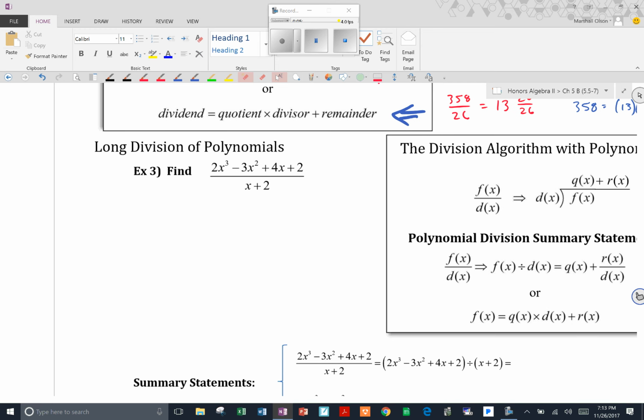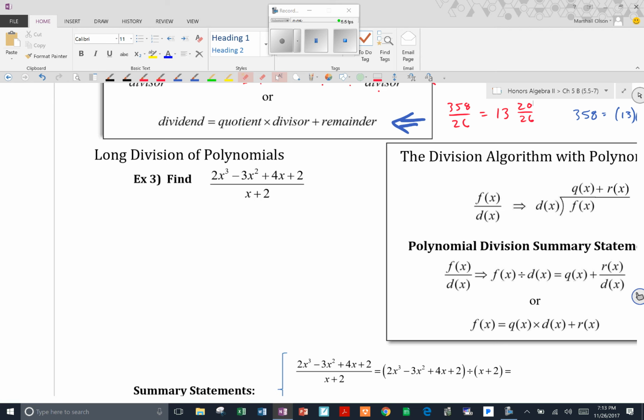All right, let's try it with a polynomial here. Hopefully you see the connection between what we just did and this polynomial here. So we have x plus 2 as our divisor, and then we're going to have our function that we're dividing, f of x, 2x cubed minus 3x squared plus 4x plus 2.